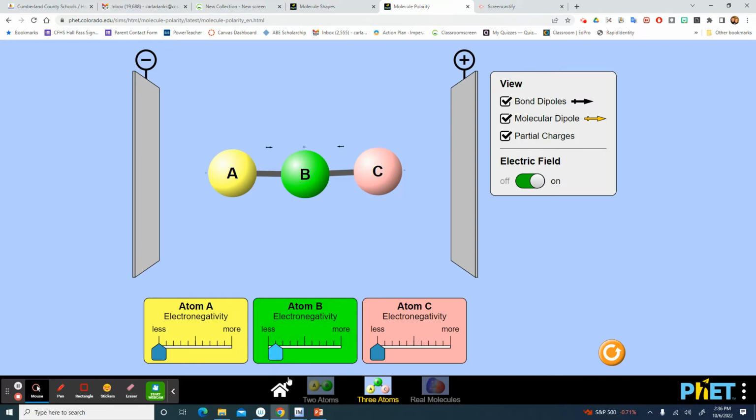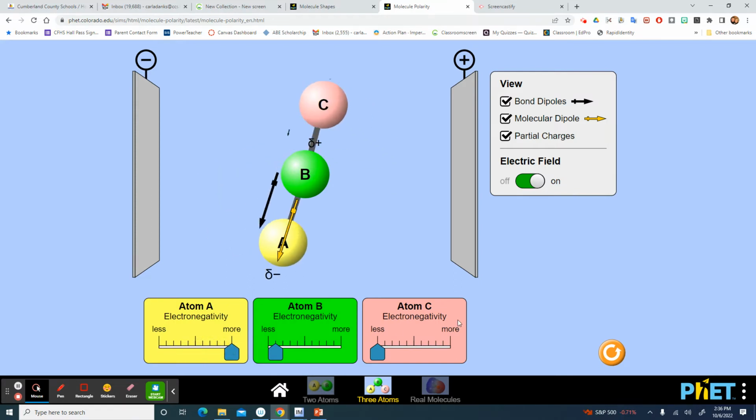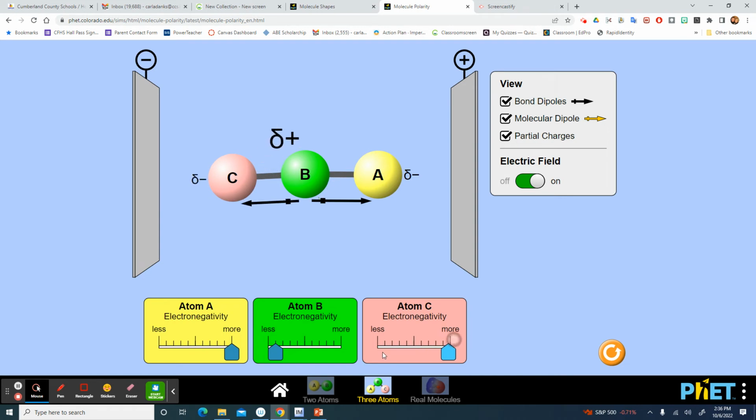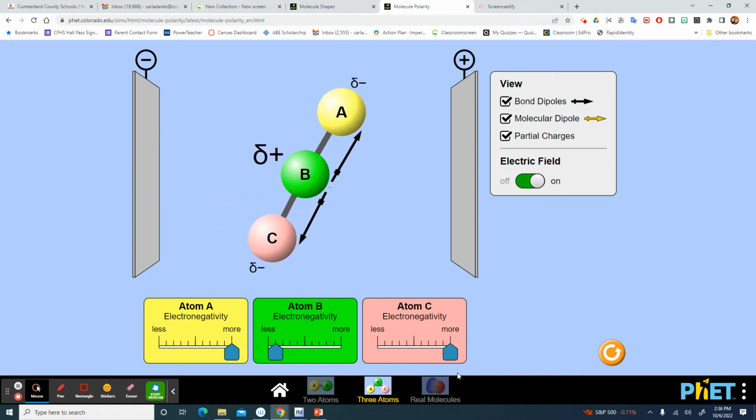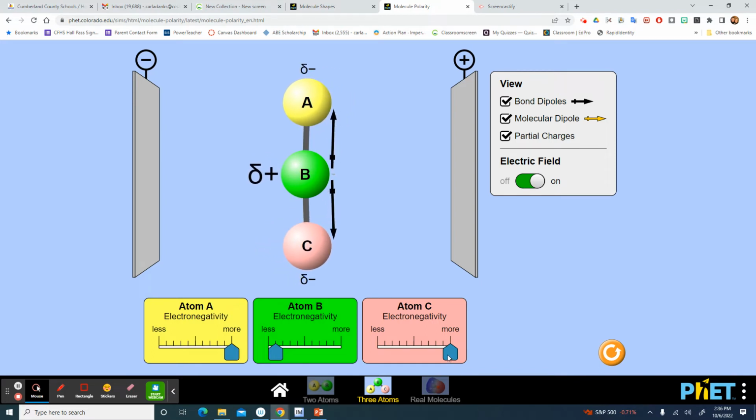So I'm going to put element B as a very weakly electronegative element. And I'm going to put atom A as a more electronegative. I'm going to actually make A and C be exactly the same electronegativity. Okay. Now notice what happens when they're exactly the same electronegativity. There is no preferential orientation because these dipoles are equal and opposite in direction.